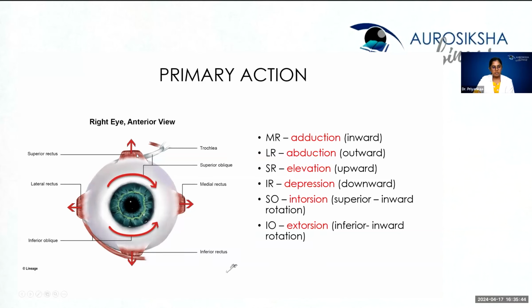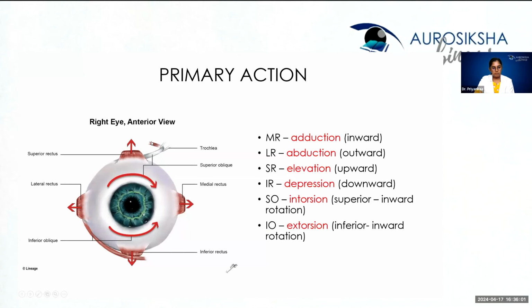When the superior rectus muscle constricts, it pulls the eyeball upward, called the elevation. And similarly, the inferior rectus, when it constricts, pulls the eyeball downward, which is called the depression. The obliques are a little difficult to understand, so I'll try to explain.